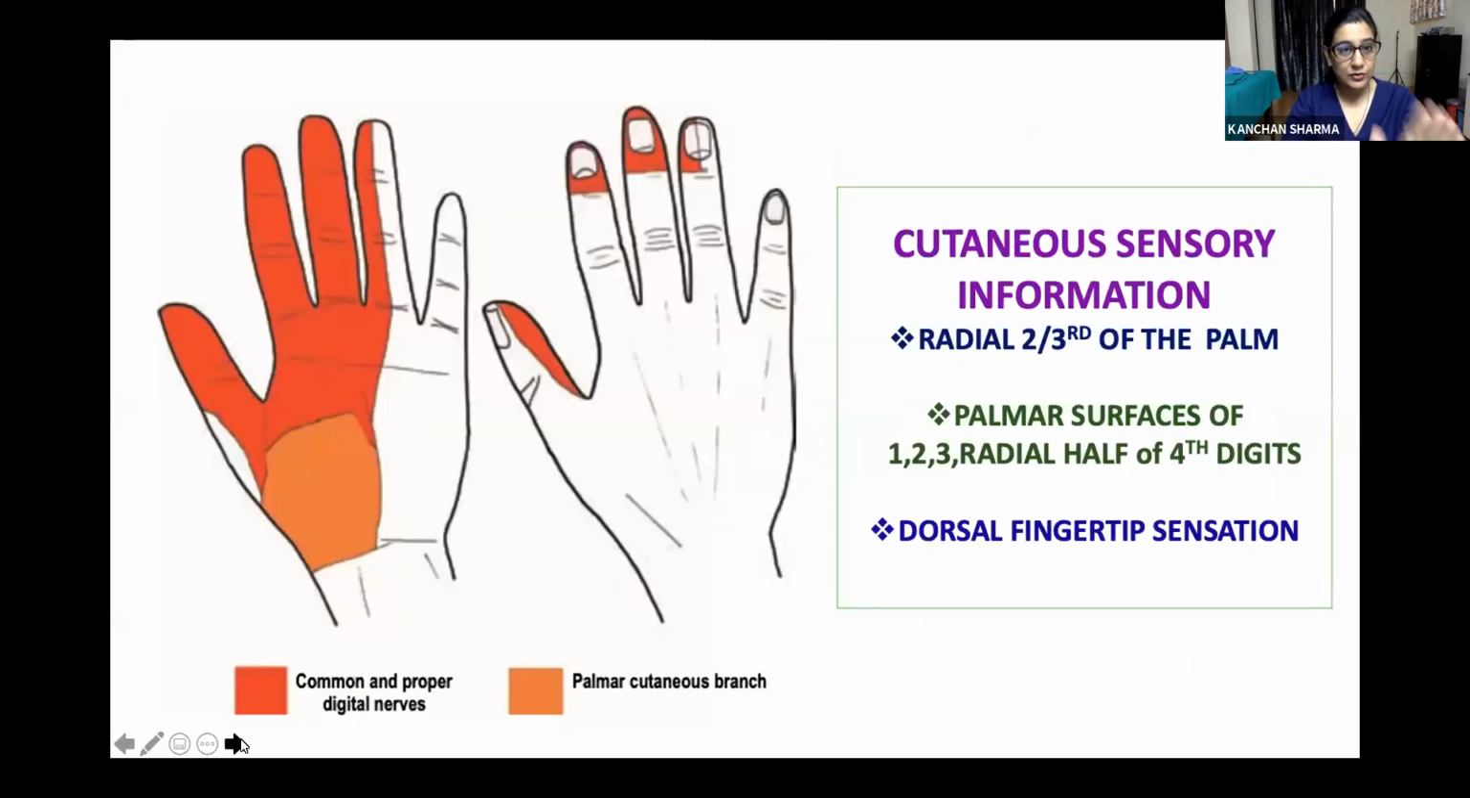So let's just revise what I have taught you. This part will be supplied by the palmar cutaneous branch of the median nerve, which is given off approximately 5 centimeter above the wrist joint. In case of a proximal entrapment neuropathy of the median nerve, this sensation will go off. But in the carpal tunnel, the sensation over this will be intact.